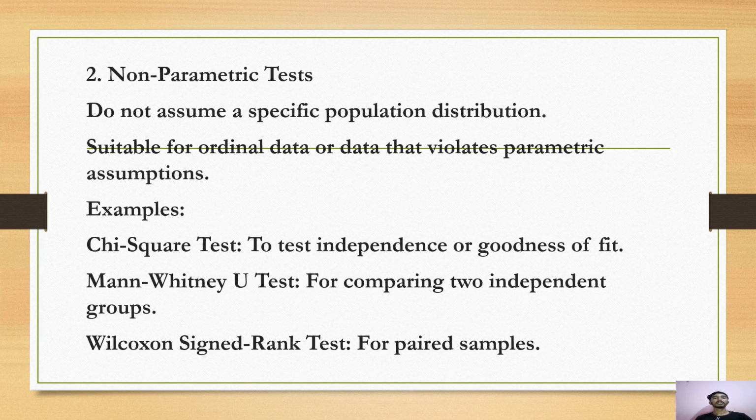The second type is non-parametric tests. They do not assume a specific population distribution, suitable for ordinal data or data that violates parametric assumptions. For example, chi-square test, used to test independence or goodness of fit. Mann-Whitney U-test, used for comparing two independent groups. Wilcoxon signed rank test, used for paired samples.